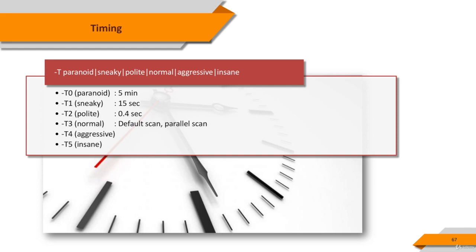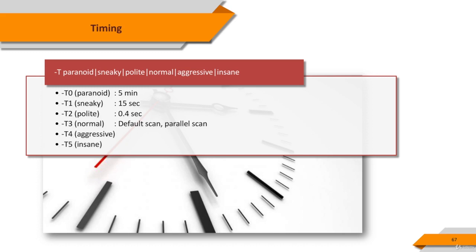You can specify them with the uppercase T option, and their number, 0 through 5, or their name. The template names are Paranoid, 0, Sneaky, 1, Polite, 2, Normal, 3, Aggressive, 4, and Insane, 5. The first 2 are for IDS evasion.